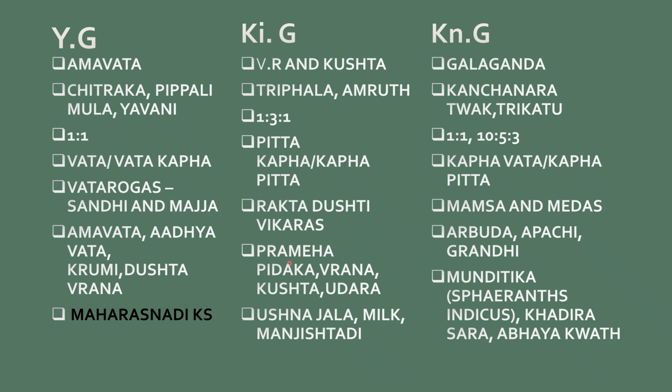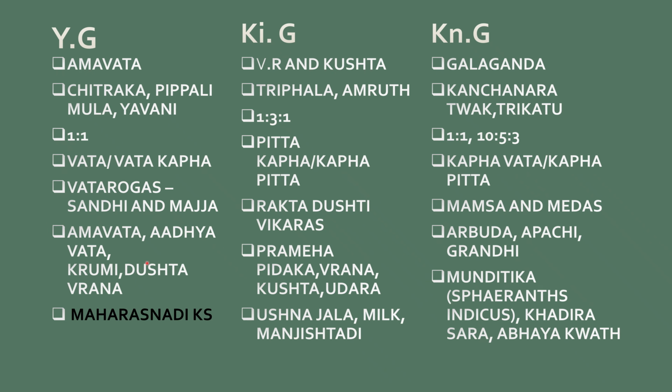And Kaishora Gugulu is indicated in Prameha Pidaka. We know diabetic carbuncles. Then Vrana is there, chronic wounds which have Kapha and Pitta or Pitta and Kapha predominance. In Kushta, Udara, these conditions where there is Kapha and Pitta predominance, we can indicate Kaishora Gugulu. Then for Kanchanara Gugulu, Arbuda, Apaci, and Granthi are the main indications.